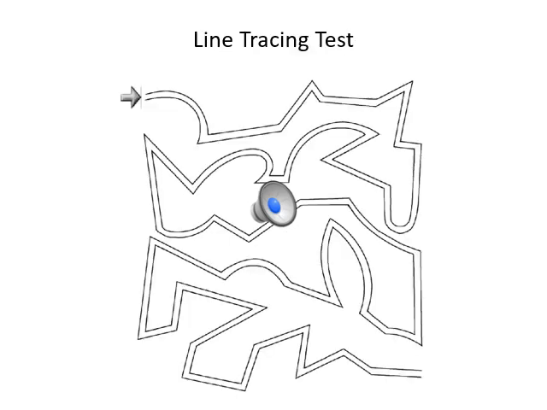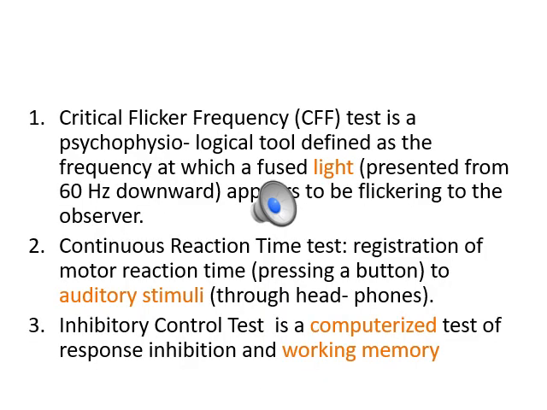Another simple test is the line tracing test. Of course, it can test the fine motor function of the patient. Other methods for testing of minimal and covert encephalopathy are the critical flicker frequency test, which is a psychophysiological tool defined as the frequency at which a fused light appears to be flickering to the observer. Actually, other tests can be done using computers, iPads, and smartphones, testing different brain functions like the continuous reaction time test, testing the auditory stimuli, and another, the inhibitory control test, which is a computerized test of response inhibition and working memory.